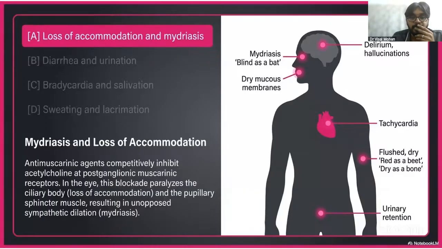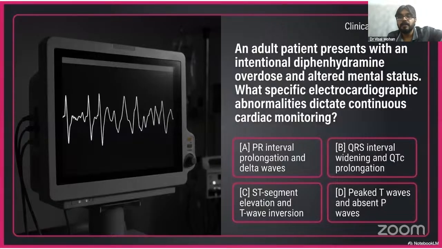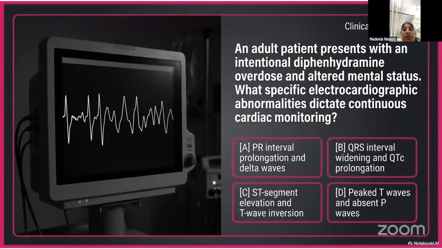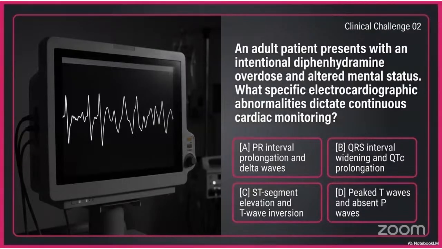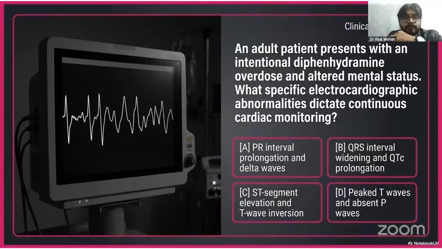because of paralysis of ciliary muscles and sphincter muscles. Okay, the next question is: an adult patient presents with an intentional diphenhydramine overdose and an altered sensorium. What specific ECG abnormalities dictate the continuous cardiac monitoring? Is it PR prolongation, QRS widening and QT prolongation, ST elevation and T inversions, or peaked T waves?